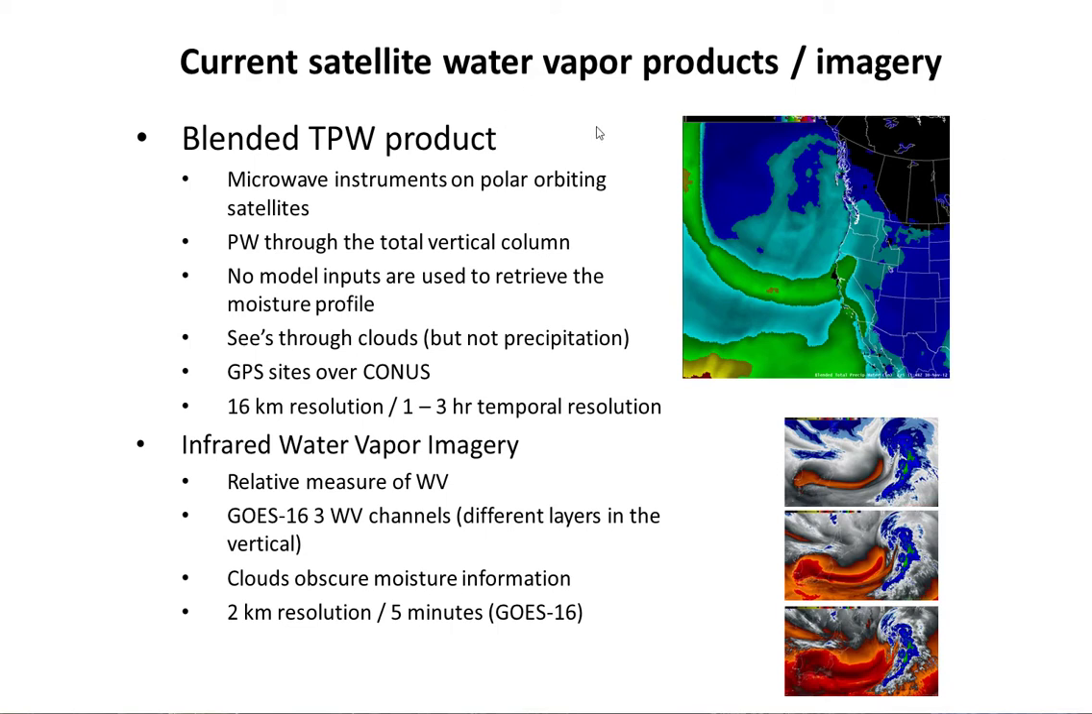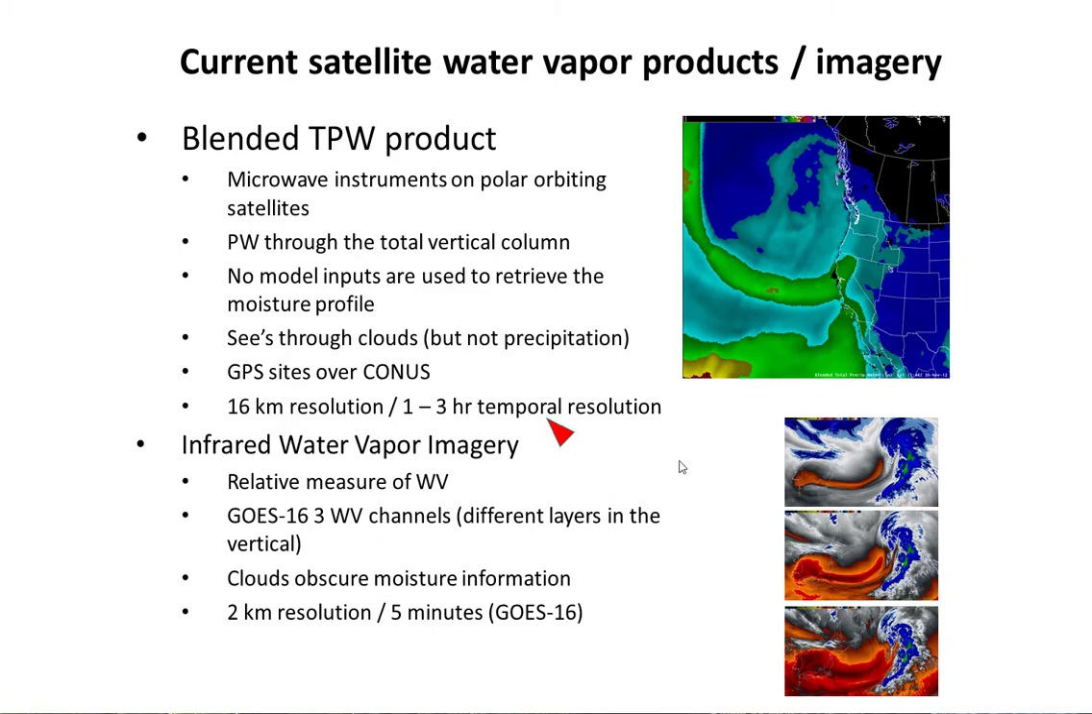The blended TPW product has been available via the SBN for some time now. It consists of microwave instruments on polar orbiting satellites, where PW through the total vertical column is derived. No model inputs are used to retrieve the moisture profile. It does see through clouds, but not precipitation, and it also makes use of GPS sites over the CONUS. It's at 16 kilometer resolution with temporal resolution between 1 and 3 hours.